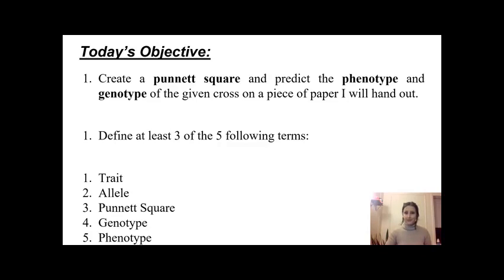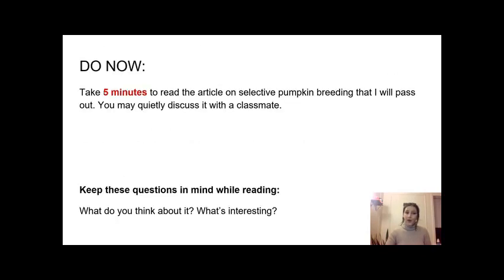All right? Okay. So I like to start my lessons with a do now, and we're always going to have a do now. It's going to take about 5, max 10 minutes every day at the beginning of class. So for this do now, I want you to take 5 minutes to read this article that I handed out to everyone on selective breeding for pumpkins. And it's totally okay to discuss it with a classmate as long as you're quiet and whispering.